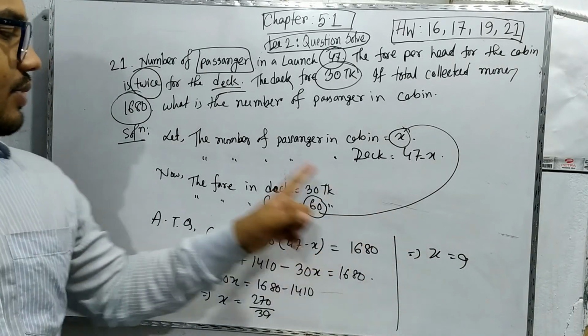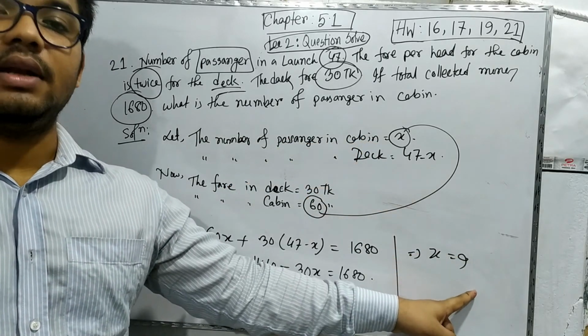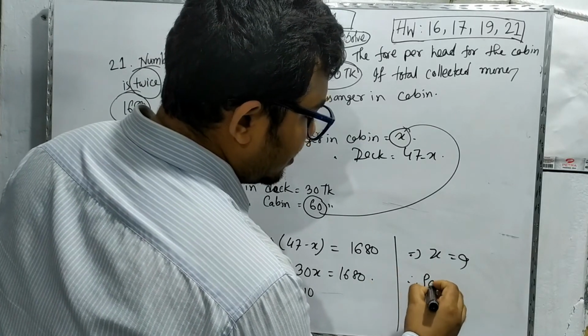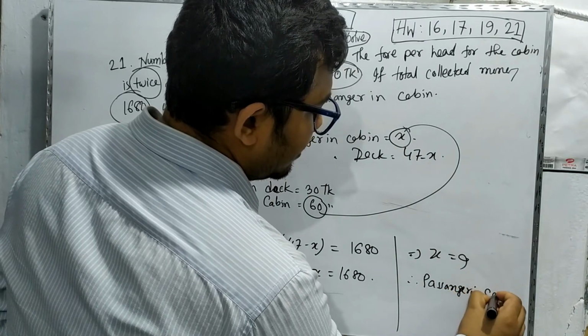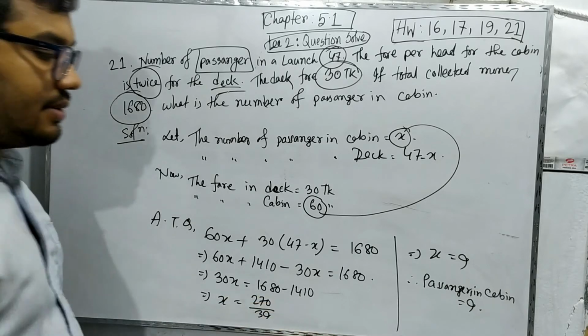So what is actually x? X is actually the number of passengers in the cabin. So the number of passengers in the cabin is 9. So the passengers in the cabin is 9. That is our required answer.